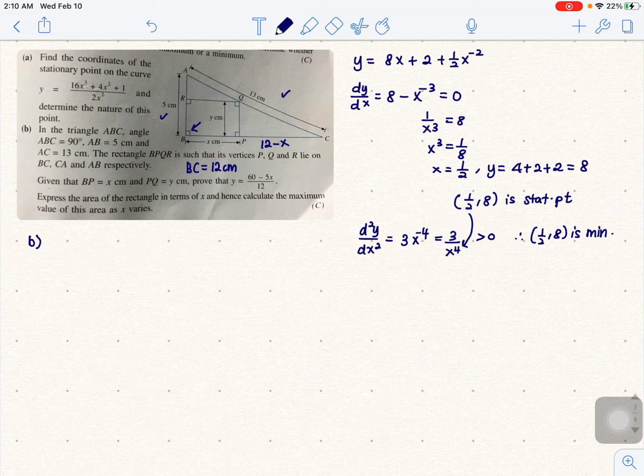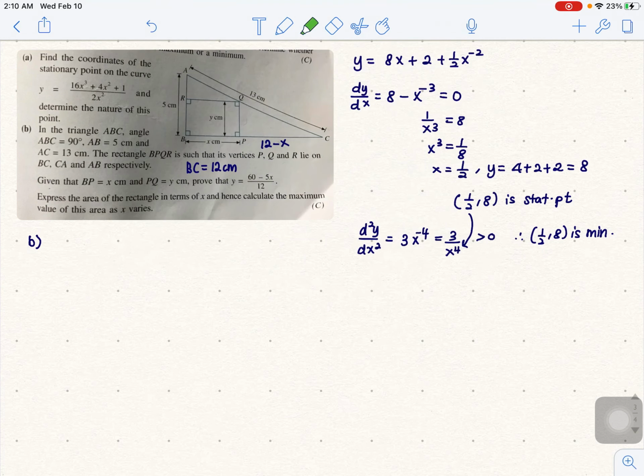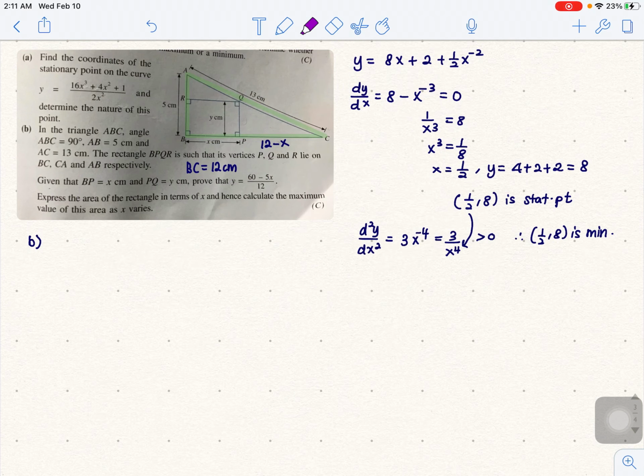They have told us that the height of the rectangle is y. The PQ here is y. Now we have to prove that y is 60 minus 5x over 12. Now what do I see here? You look at this. I'm actually having a big triangle. I think you can see this, right? You actually see a big triangle here, and then there is another small one. Where is the smaller one? It's here.